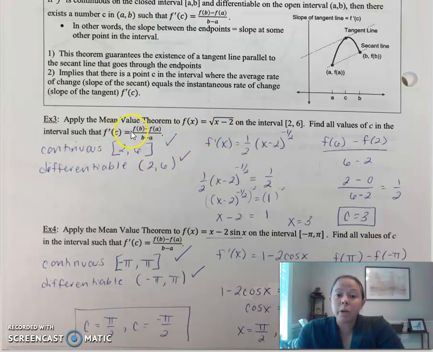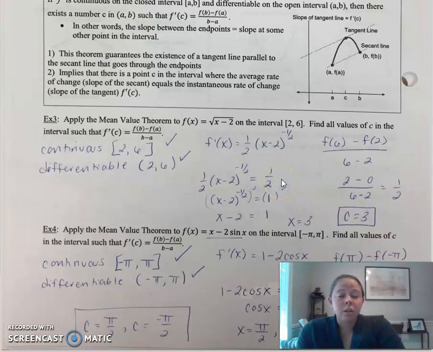Then from here, we're going to find the derivative. That's what we do here. We found the derivative. Make sure you use the chain rule, although the derivative of the inside is 1. And then this is what's different. Notice I go off to the side and find the slope of the endpoints, and you get 1/2. So you're going to set the derivative equal to the slope of your endpoints, 1/2.